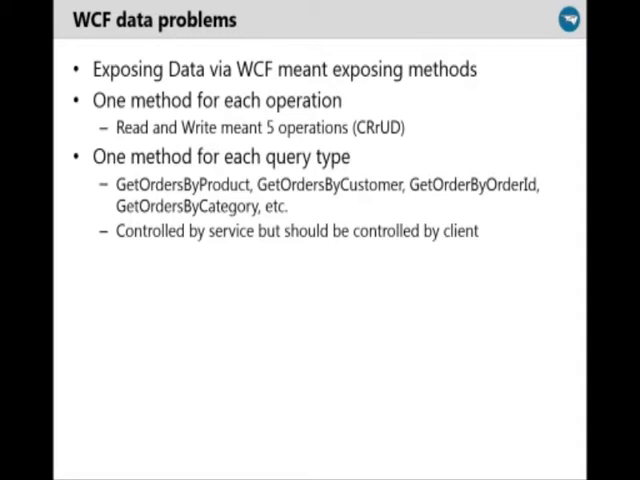They're controlled by me as the service, but ideally it's the client that knows how they want to query the data. They know what sort of app they're writing. They know what sort of query they need in order to support that application. So if you take into account the 5 per type and the possibly infinite number per type, that's a lot of methods that you're writing. And so that's really the problem with using traditional WCF.